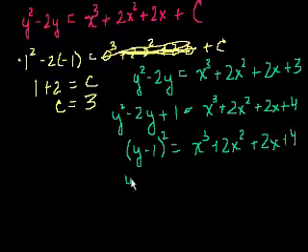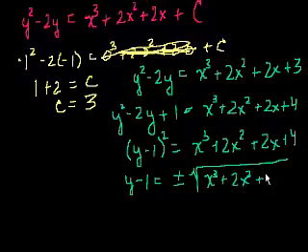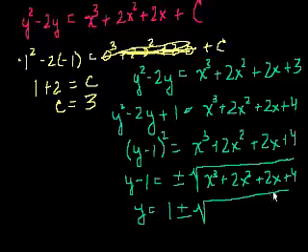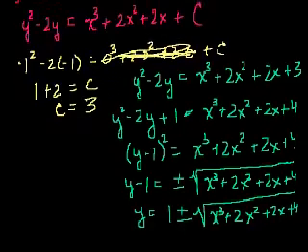Then I could say y minus 1 is equal to the plus or minus square root of x to the third plus 2x squared plus 2x plus 4. I could add 1 to both sides, and then I get y is equal to 1 plus or minus the square root of x to the third plus 2x squared plus 2x plus 4. And it has plus or minus here, and if we had to pick one of the two, we'd go back to the initial condition, right?